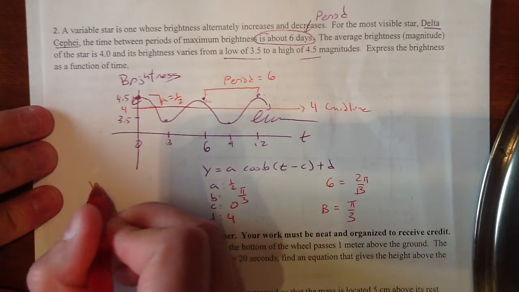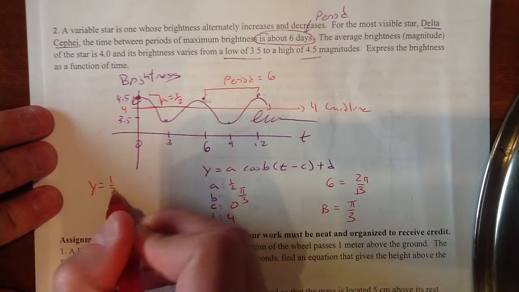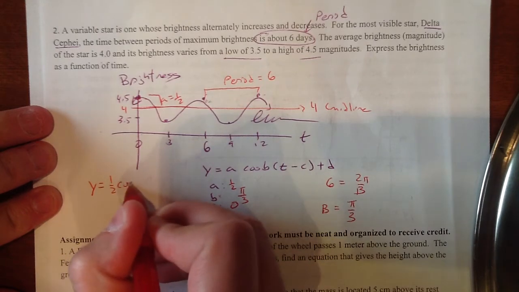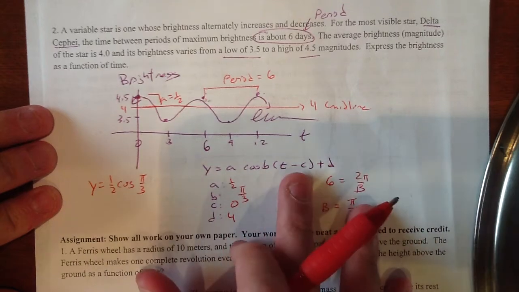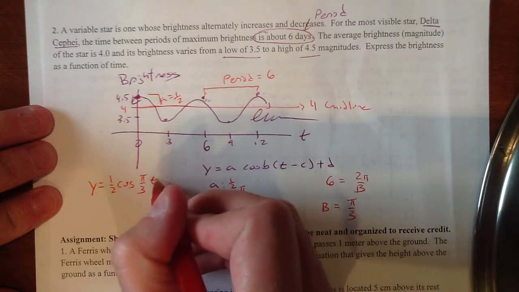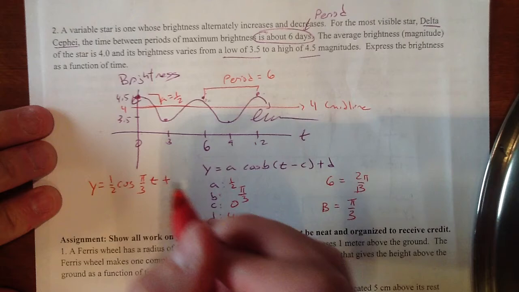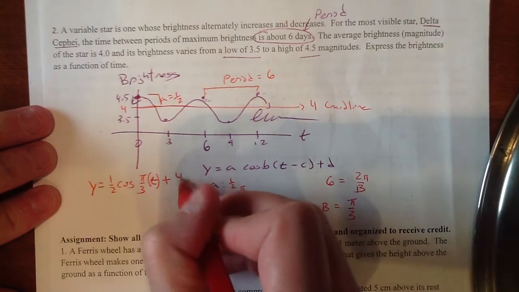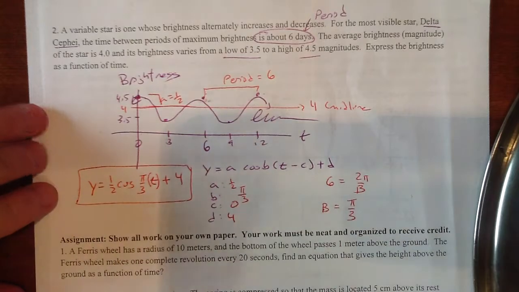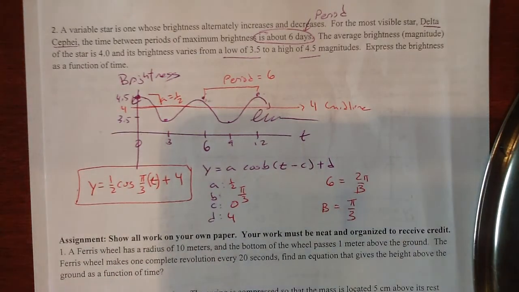So, the final equation with notes is right here. 1/2 cosine B t. Again, because we're using 0 for C, you can just leave this as t. You don't even need the parentheses. If you want to, you can. That's fine. Plus 4. Alright, and that, ladies and gentlemen, is our final equation for note.